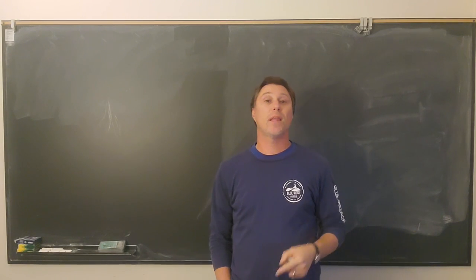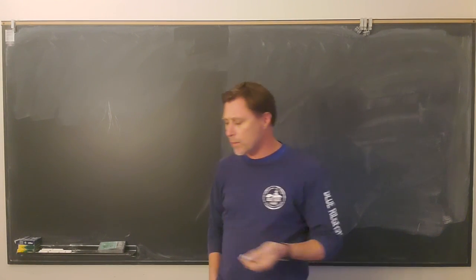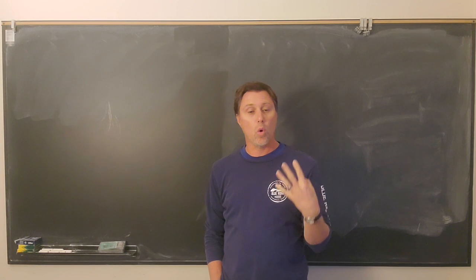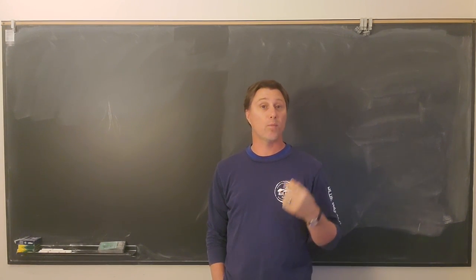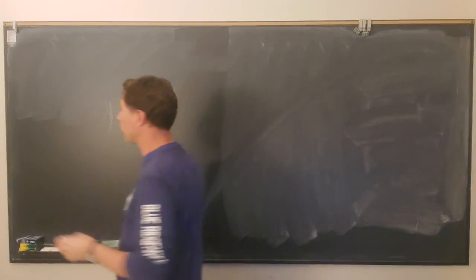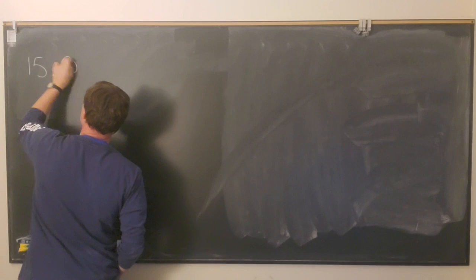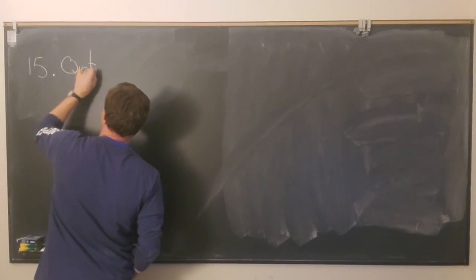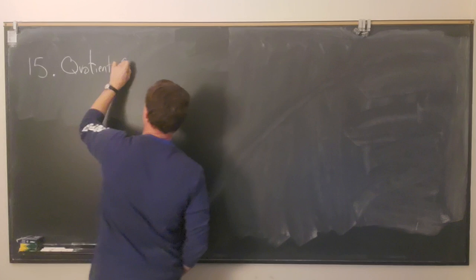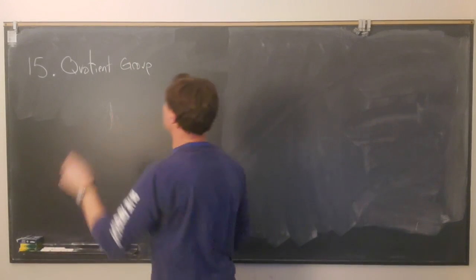Hey everyone, we left off last time with the first isomorphism theorem, and now we're going to move on to a new chapter. Our goal is to understand quotient groups, and one of the main tools that we're going to use to understand quotient groups will be the first isomorphism theorem. This is a new chapter, chapter 15, quotient group computations.